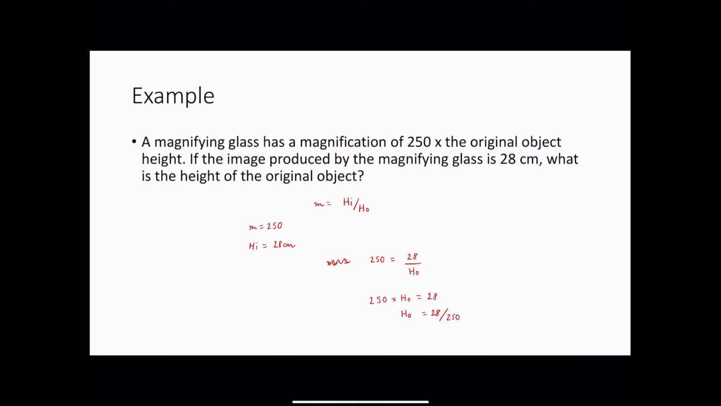If I put that into my calculator, I get that the height of the object is equal to 0.112 centimetres. Let's round that to 2 decimal places, 0.11 centimetres. Okay, so quite a small object blown up to quite a large height when we use a magnifying glass.